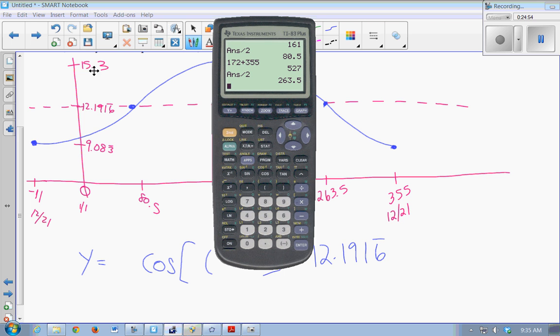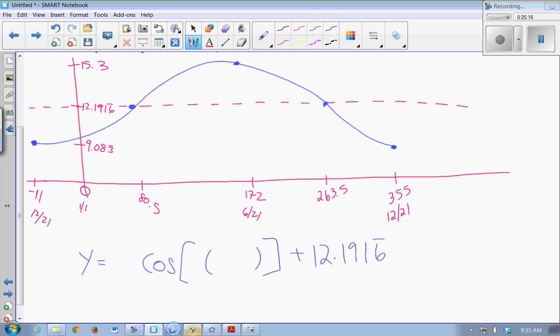Yeah, I'm just going to subtract the high minus the midline, or the midline minus the low. I need to know the distance from the midline to the peaks. So 15.3 minus... 3.1083 repeating. Okay, and because I'm starting at a low, and a cosine function typically starts at a high, this is going to be negative.